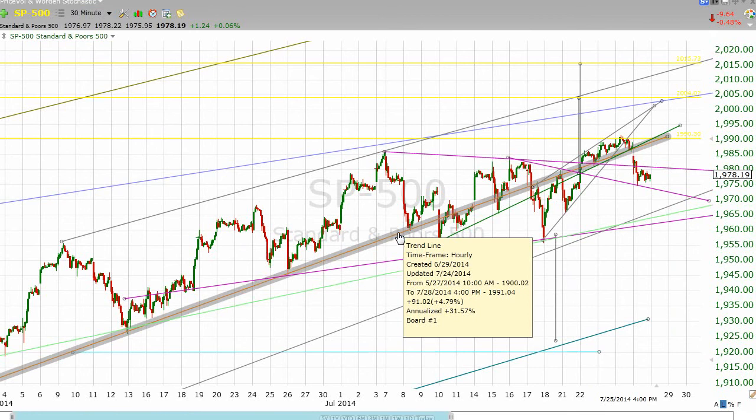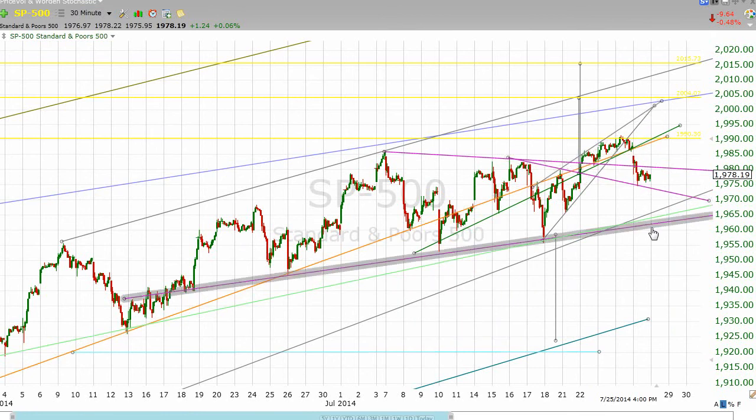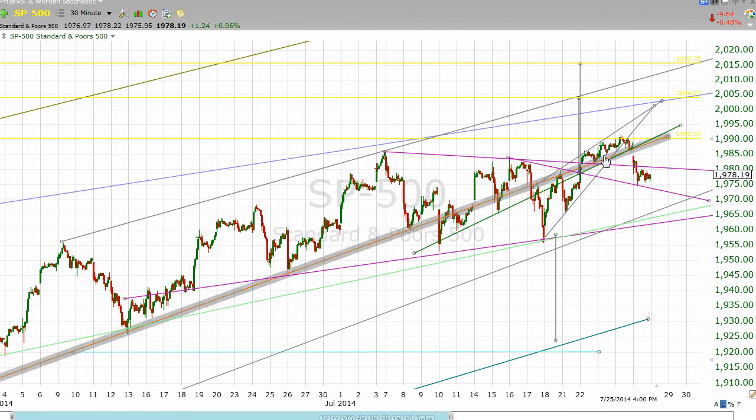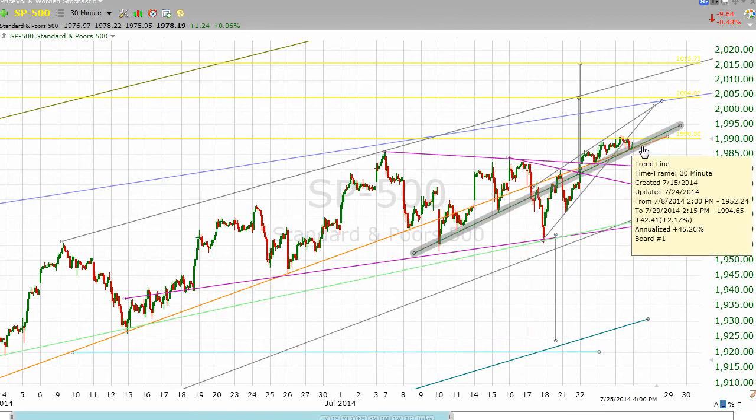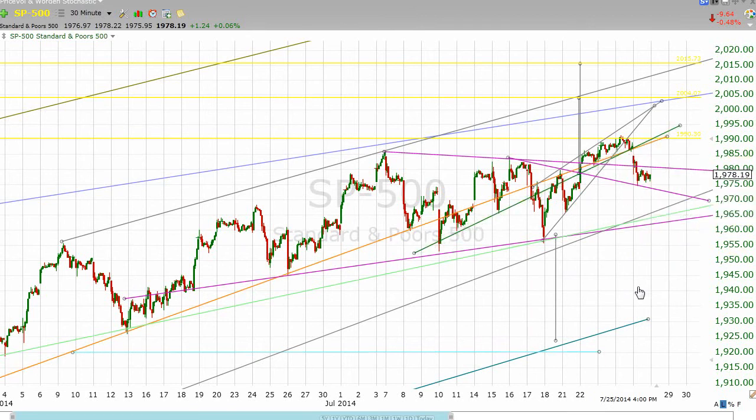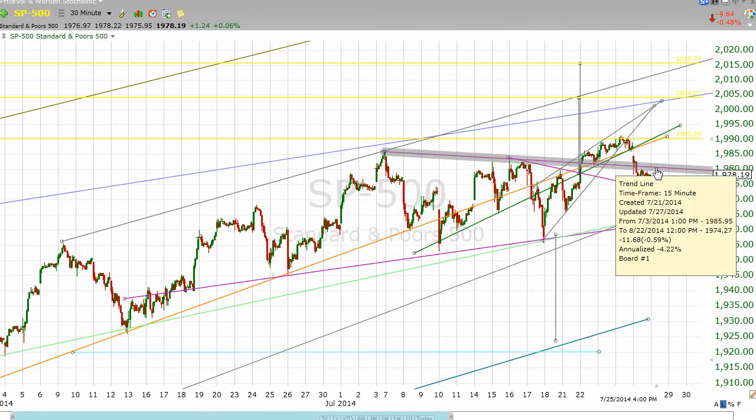This orange line, we were over it for the better part of 3 days, but could not stay over it. So, I just think maybe this breakout up here was a little premature. So I'm keeping my eyes open, essentially with the same outlook that I had 4 days ago before we ever broke out over this line right here.